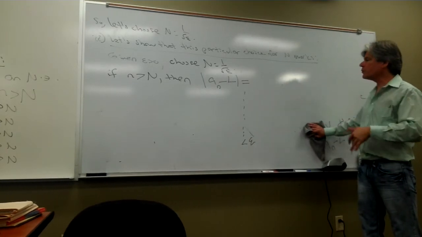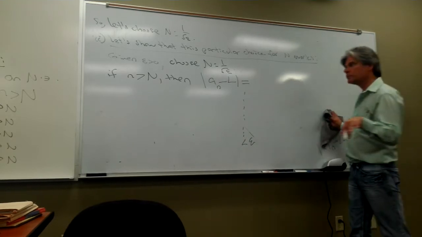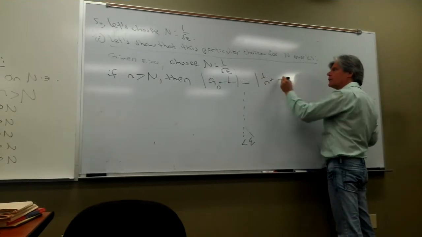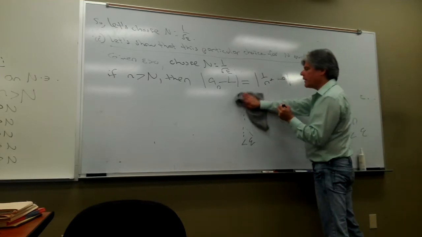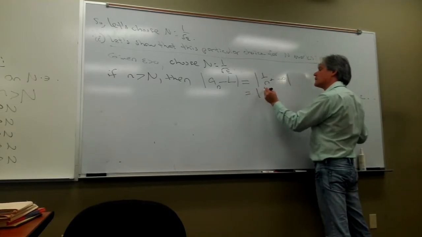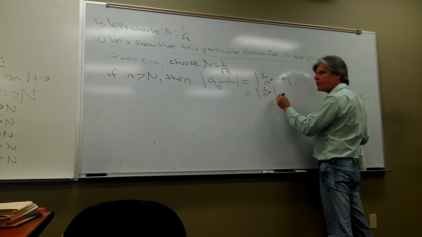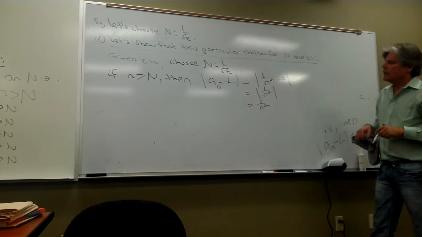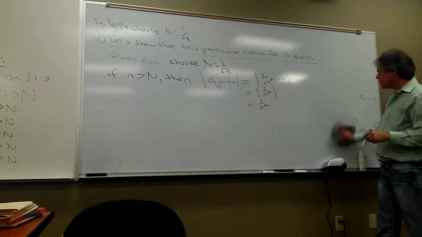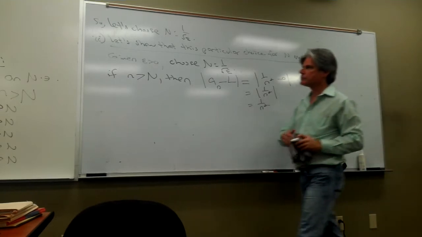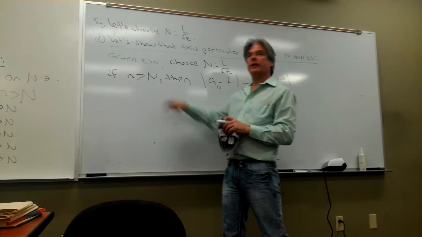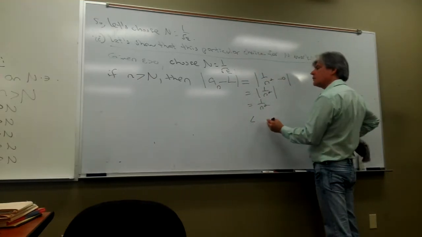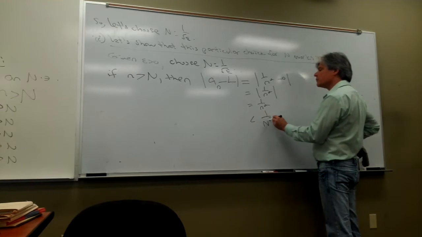So let me just run through the basic algebra. A sub n is this. L is this. That difference on the inside of the absolute values is this. But at this point, my absolute values are superfluous. When I take a look at 1 over n squared, let's go back to my supposition. If little n is bigger than big N, then isn't 1 over n squared going to be less than 1 over big N squared?